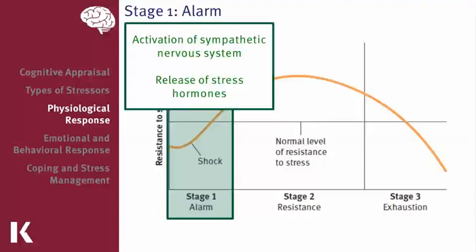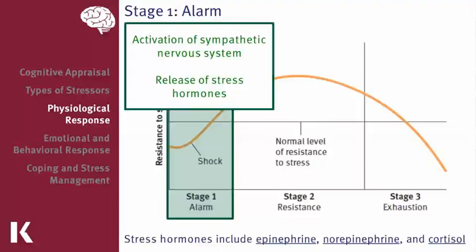The pituitary secretes ACTH to stimulate the adrenal glands to produce cortisol to maintain blood sugar levels, and the adrenal medulla secretes epinephrine and norepinephrine to keep the sympathetic nervous system activated. These are the major hormones you need to know for the alarm stage for the MCAT.